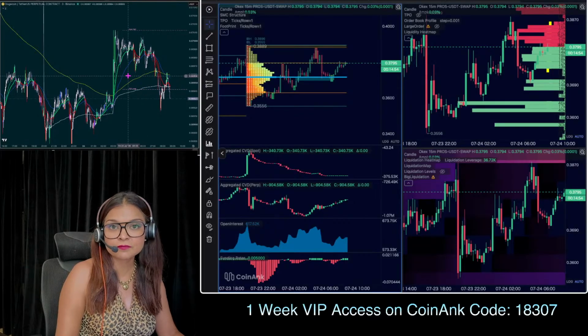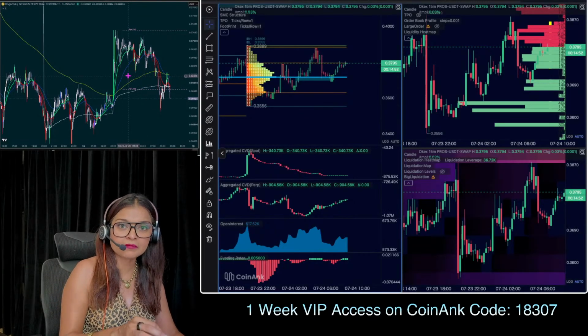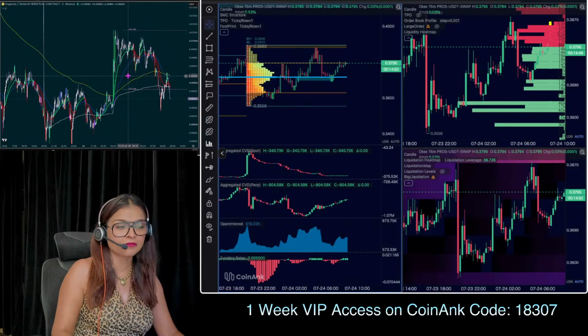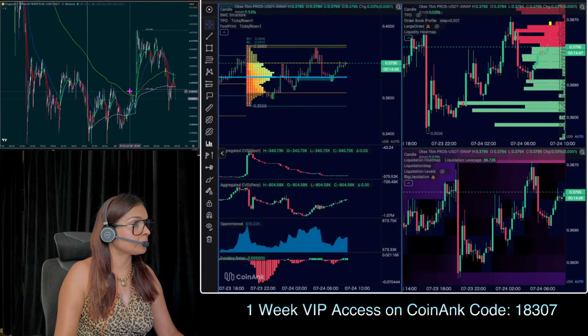I like to use the VWAP on the 3-minute time frame and on the 15-minute time frame, as you can see here.